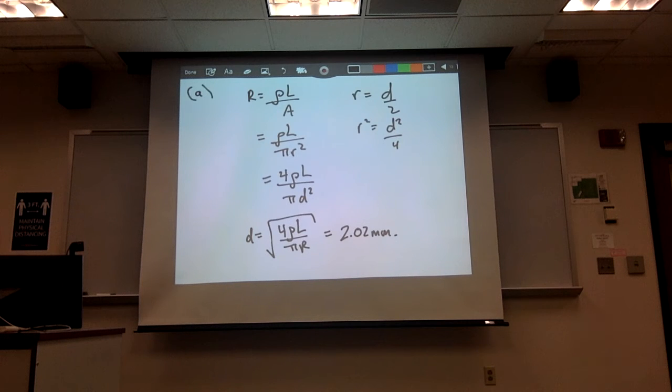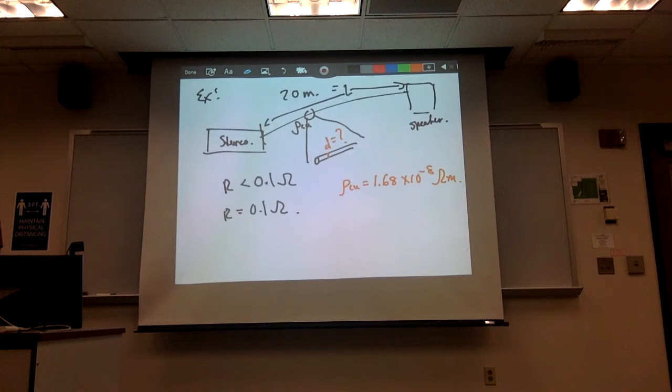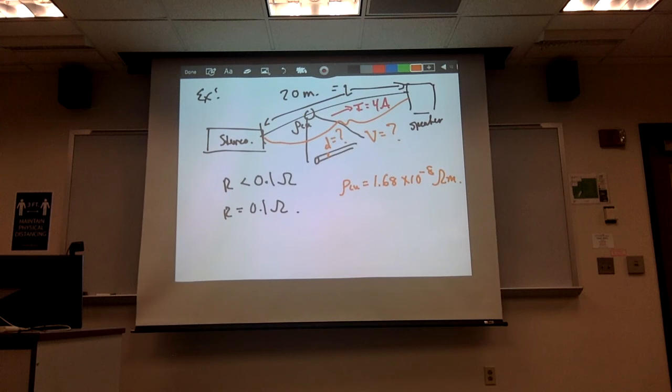So now what part B is then saying is, what I find then is I have a current running through here. So my current then, saying in this direction, is equal to 4 amps. What I want to know then is, if I measure the potential difference between the stereo and the speakers, what's the potential drop? So how much does the potential drop going across this wire, going from my stereo then to my speakers? So what would I use in this case?